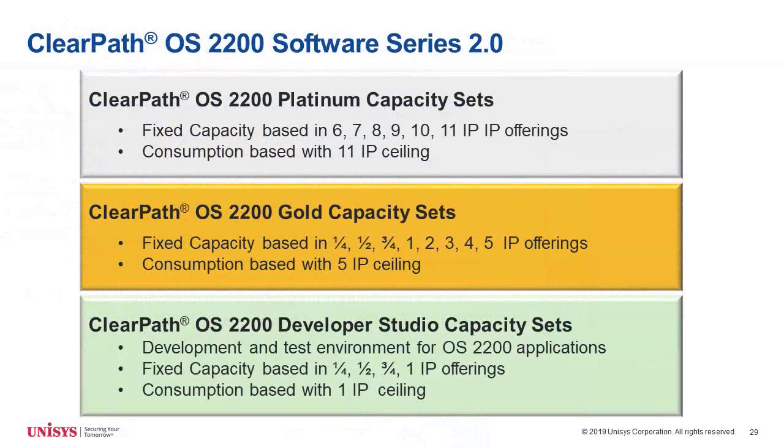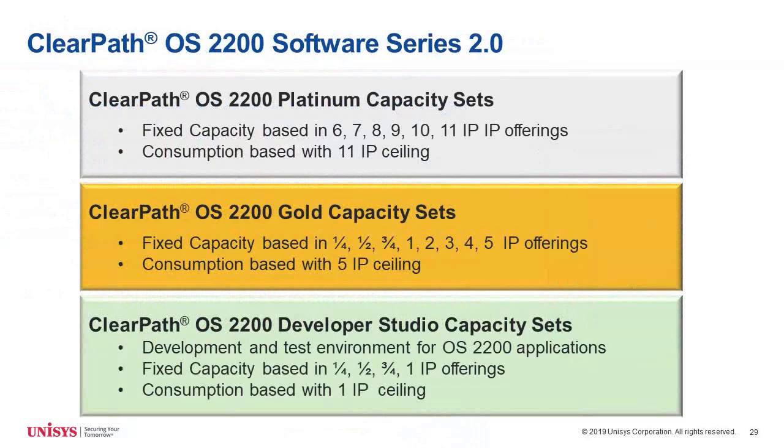For the various products within the software series 2.0 release, again, we have the OS 2200 Platinum capacity sets, as we call them. It's a fixed capacity. Licenses are available for from 6 to 11 IPs. So you can license those specific IP levels, or you can use a consumption model where you're measured on your usage, and the ceiling for the Platinum environment is an 11 IP ceiling.